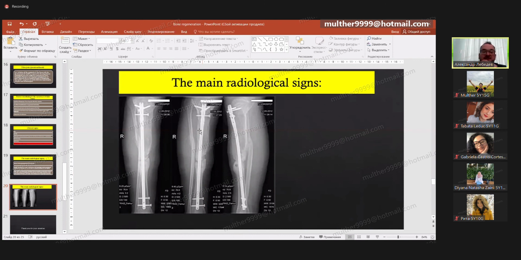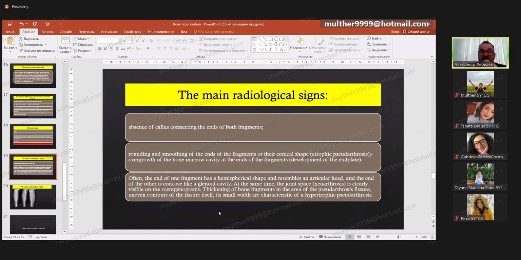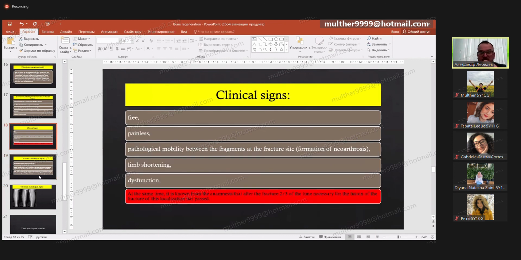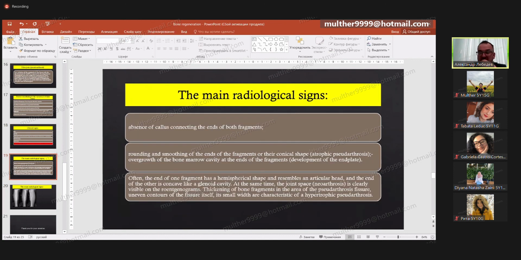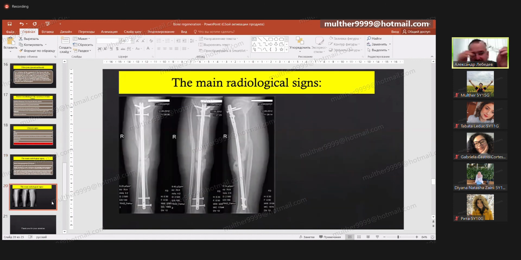And the treatment of the pseudoarthrosis is a very difficult surgical treatment. Why? First of all, you must take out this metal construction.